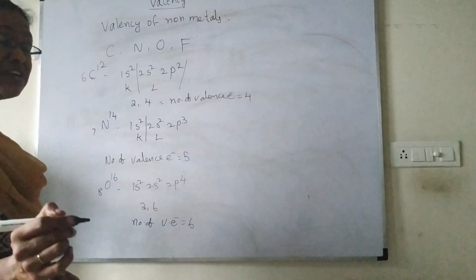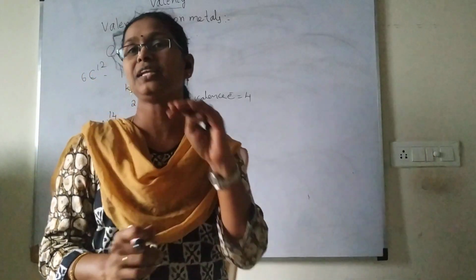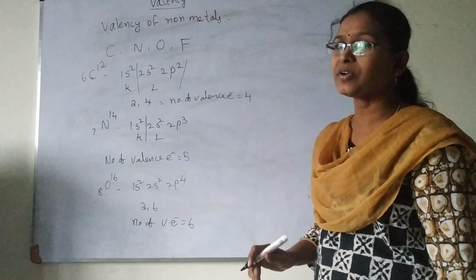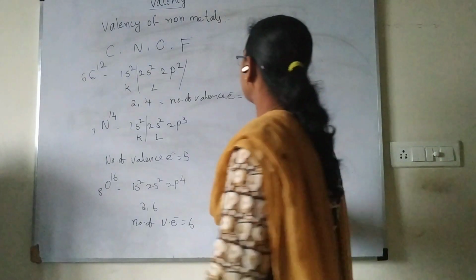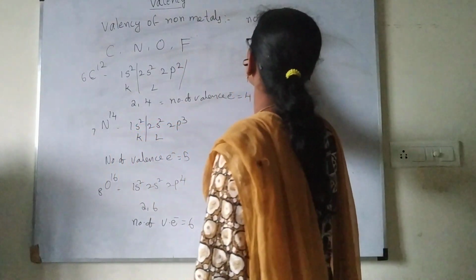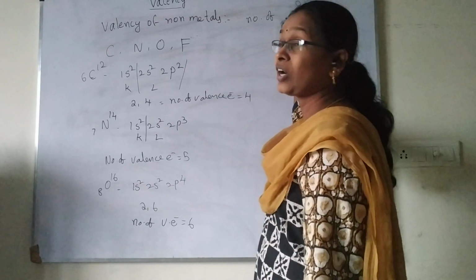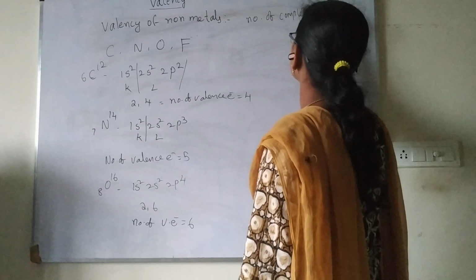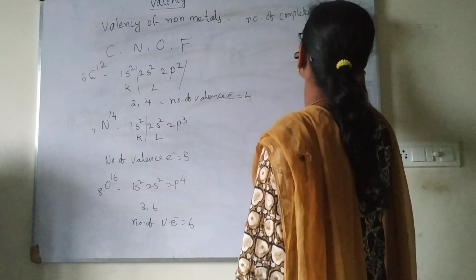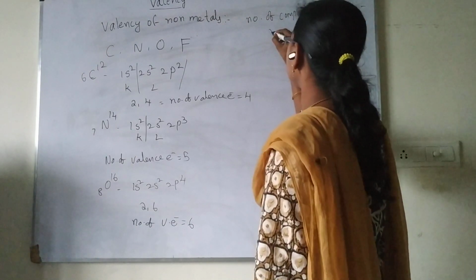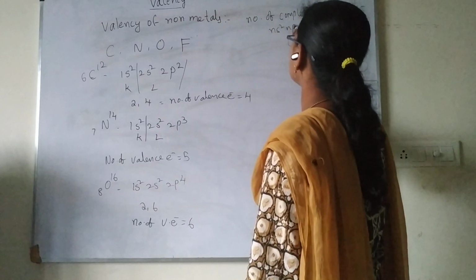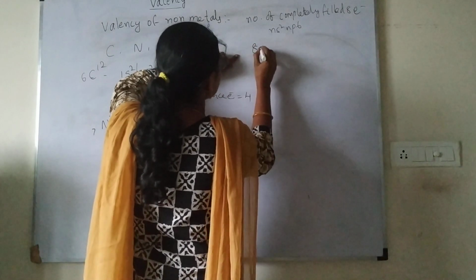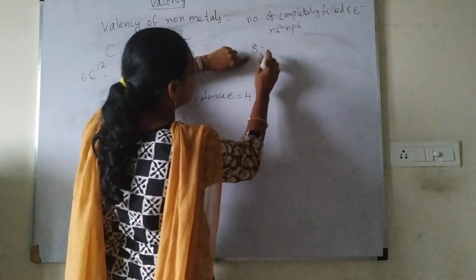But when you are considering the metals, 1, 2 or 3 we are saying, right? So here 4, 5, 6 it is coming. Then how can you find out the valency? Number of completely filled electrons, or we can say octet electrons. Number of completely filled configuration, we are saying 8 electrons. Okay. Because ns2, np6 is the configuration of 8th A group elements. So now 8 minus number of valence electrons is equal to valency.